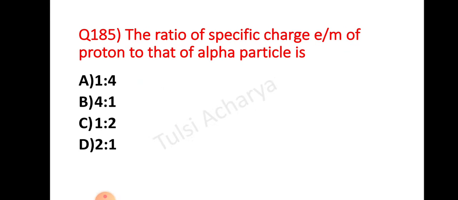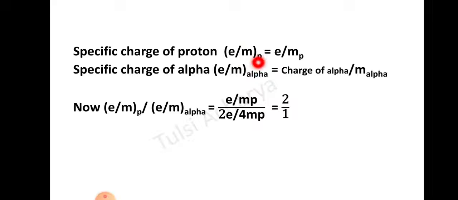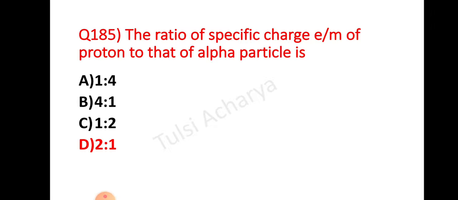Now let's move to question number 185. The ratio of specific charge of proton to that of alpha particle is. This is a very important question. Specific charge of proton is e upon mp, and specific charge of alpha particle is charge of alpha particle to the mass of alpha particle. If we divide them, charge of alpha particle is twice e and mass of alpha particle is 4 times mp. e and e cancel, mp and mp cancel, and the final answer will be 2:1. That is option choice D.